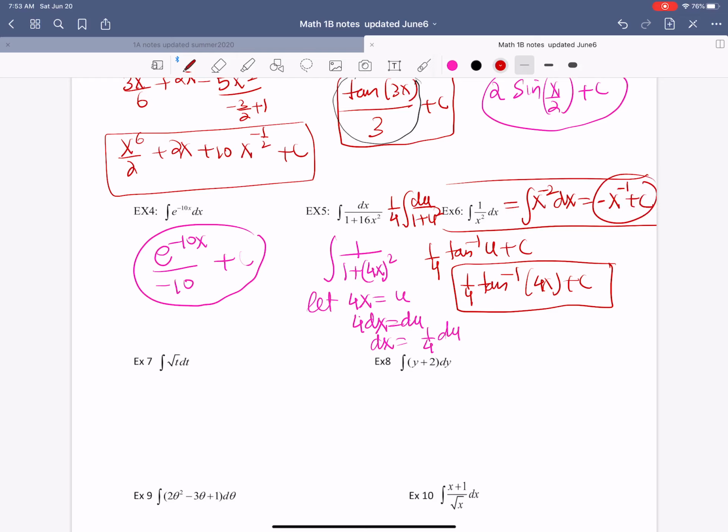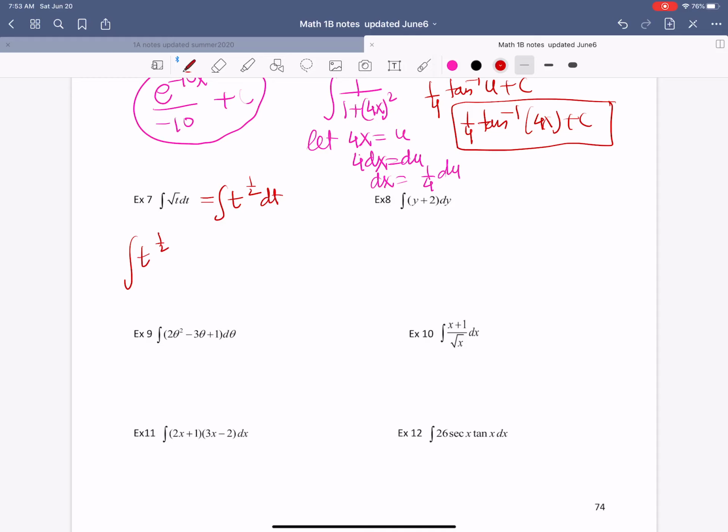Okay, example number 7. Square root of t dt, we can write it as t to the power 1/2 dt. Add 1 to the exponent and also divide with that new exponent. So it turns out to be 1/2 plus 1 over 1/2 plus 1. Oh, that's after doing the integration. So t to the power 1/2 plus 1 over 1/2 plus 1, which is 3 over 2. T to the power 3 over 2 divide with the 3 over 2 is same thing as multiplying by 2/3. So it turns out to be 2/3 t to the power 3 over 2 plus c.